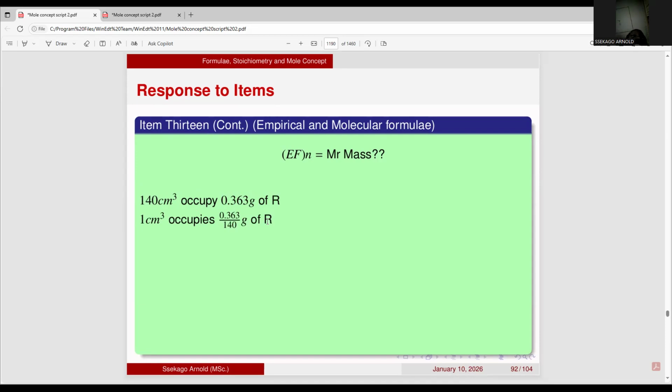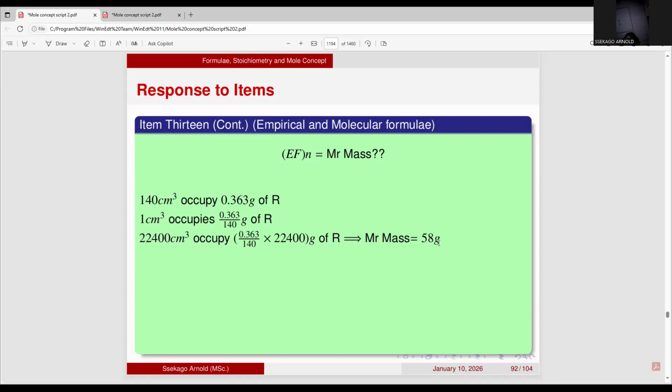Then what of the standard? Remember the standard is 1 mole, and 1 mole is molecular mass. What of the standard at STP? I explained those things earlier on. If you are watching this video for the first time, there was information which I explained on the mind map. So what of the standard, which is 22,400 centimeters cubed? This will occupy 0.363 over 140 times 22,400 grams of R. And in this case, we obtain molecular mass as 58 grams.